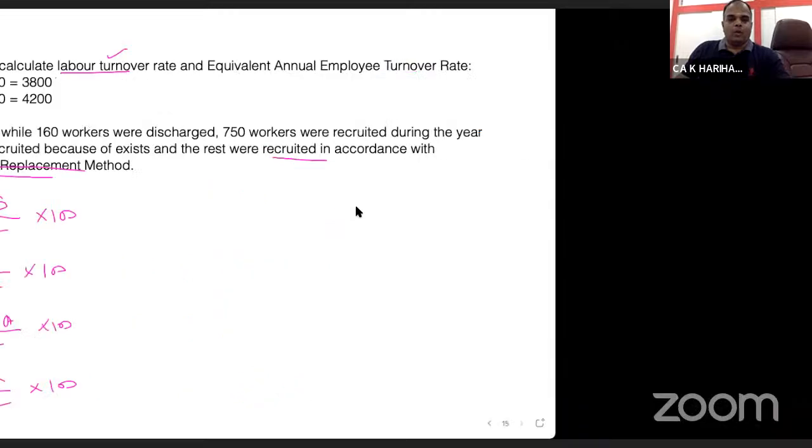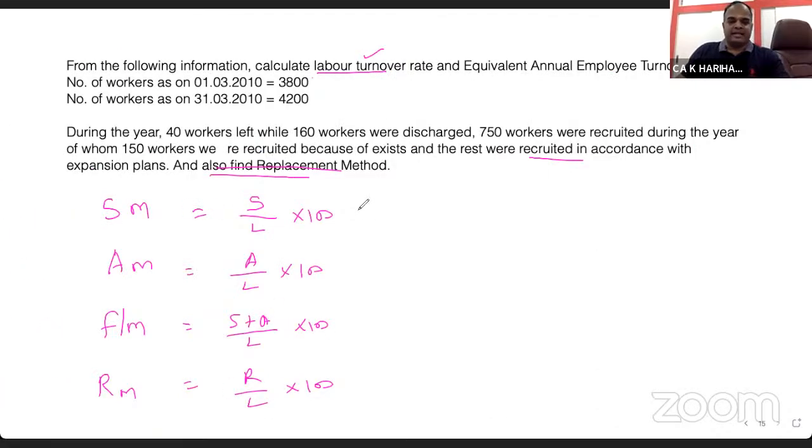Opening number of employees, how much? 3,800. Closing employees, 4,200. Totally 8,000 divided by 2 is equal to 4,000. So 4,000 is the average for all the methods. Denominator we got it. Now you have to compute the numerator.